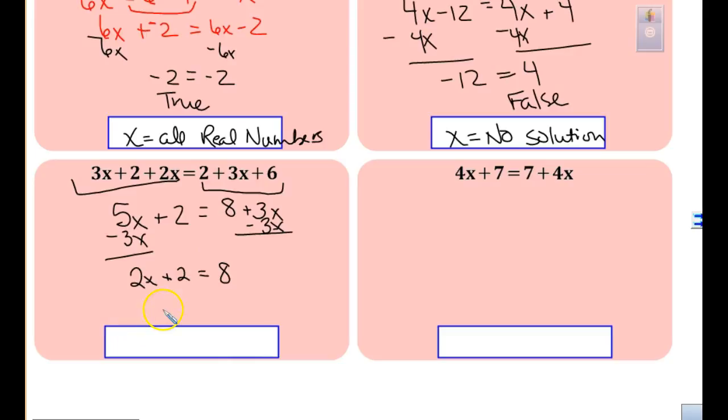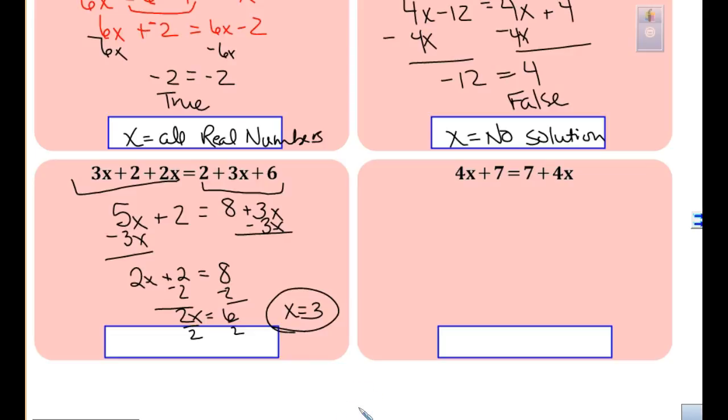Layla, next step? Subtract 2. I get 2x equals 6. Brian, what am I going to do next? Divide them both by 2. And x is equal to 3. And I get a solution.